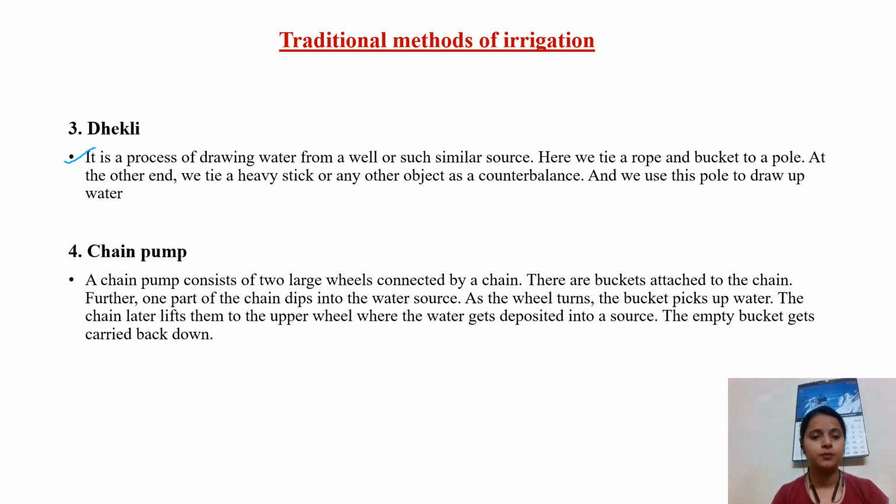Now next is the chain pump. A chain pump consists of two large wheels connected by a chain. There are buckets attached to the chain. One part of the chain dips into the water source. As the wheel turns, the bucket picks up water. The chain later lifts them to the upper wheel, where the water gets deposited into a source. The empty bucket gets carried back down. So this is the method of the chain pump.